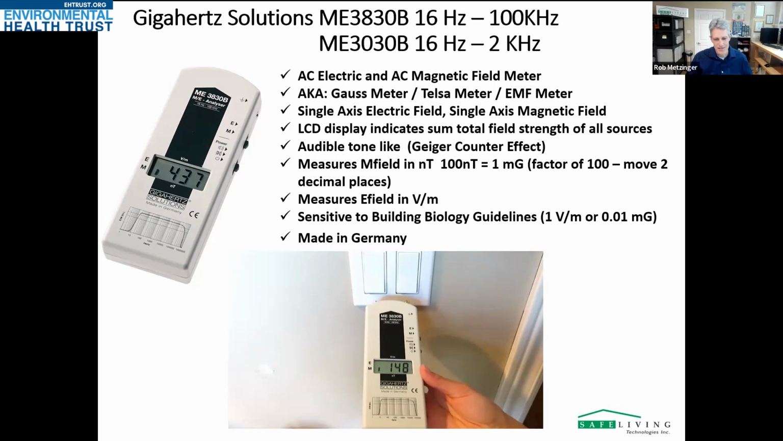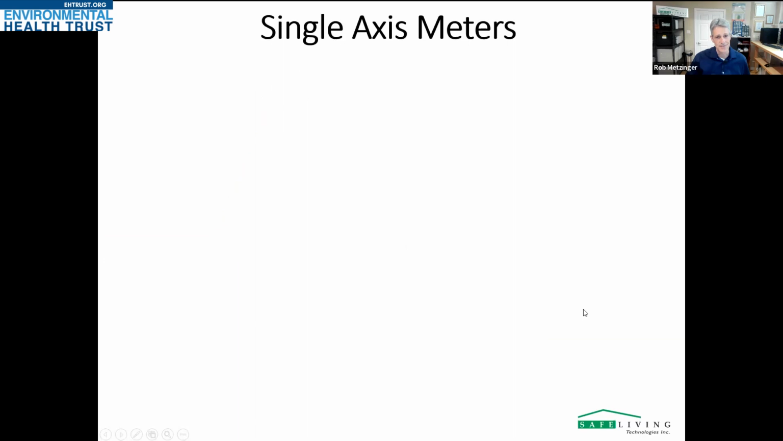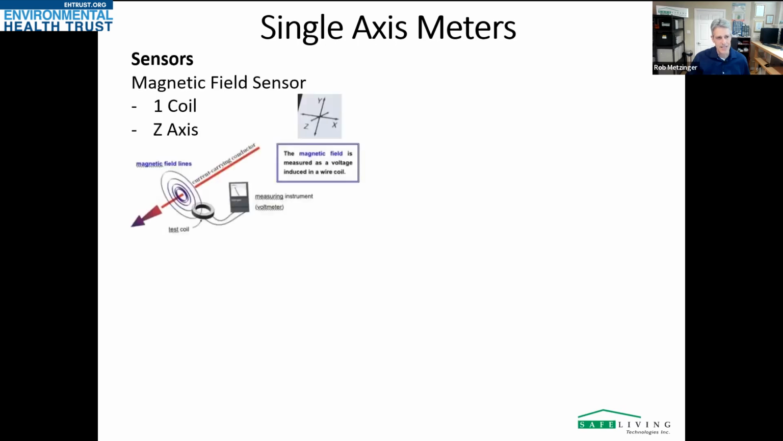Same way with electric fields. With electric fields, you can ground the meter as well too, and get measurements that way. And the previous building biology guidelines we listed earlier, they have the electric field exposure levels and magnetic field exposure levels as well. So you can compare them to those guidelines. Just an explanation on single axis meters and 3-axis meters, just so you understand what that actually is.